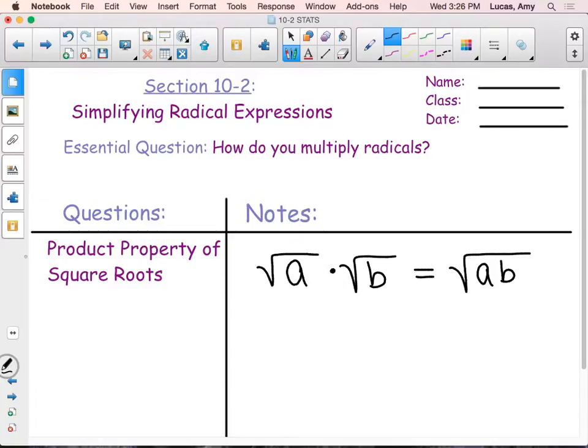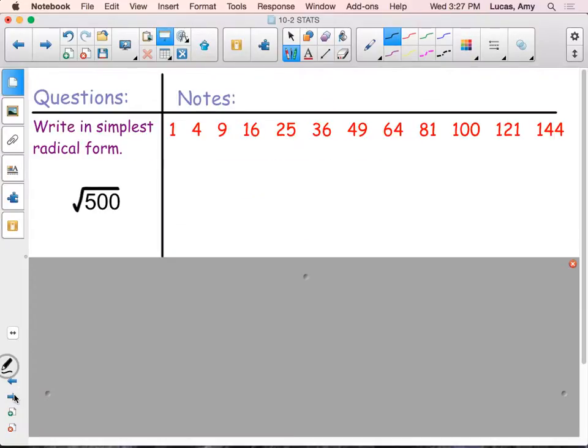So the product means to multiply. So if you multiply together two separate square roots, you can instead combine them into one square root and multiply the numbers that were underneath each root together to make them one square root. Our first example is a review.